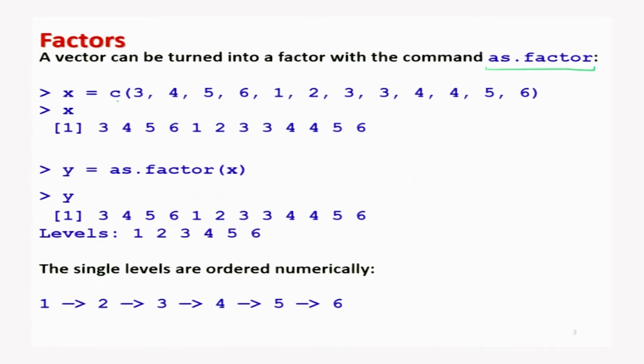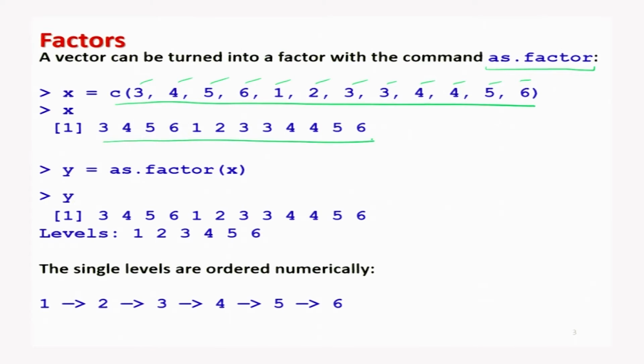We have considered here a data vector consisting of the values 3, 4, 5, 6, 1, 2, 3, 3, 4, 4, 5, 6. And I want to convert these numerical values into a factor. Factor means it will identify the unique numbers in the data vector x, and then classify them as factors, naming them by those unique numbers. So I write as.factor, and inside the parenthesis I write the data vector, and I store the outcome in a variable y. Now the outcome looks like this.